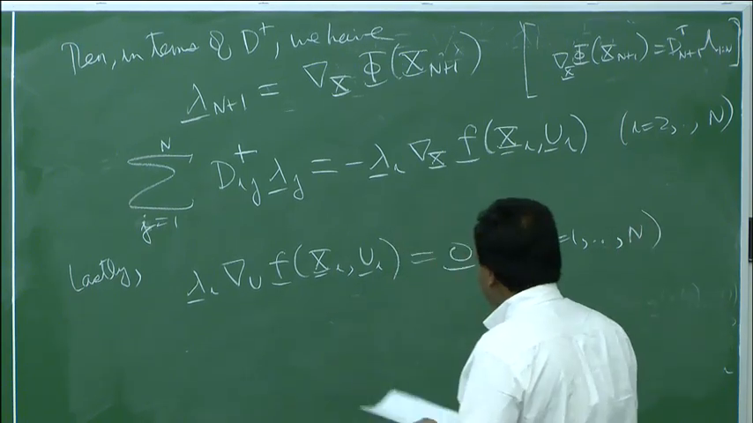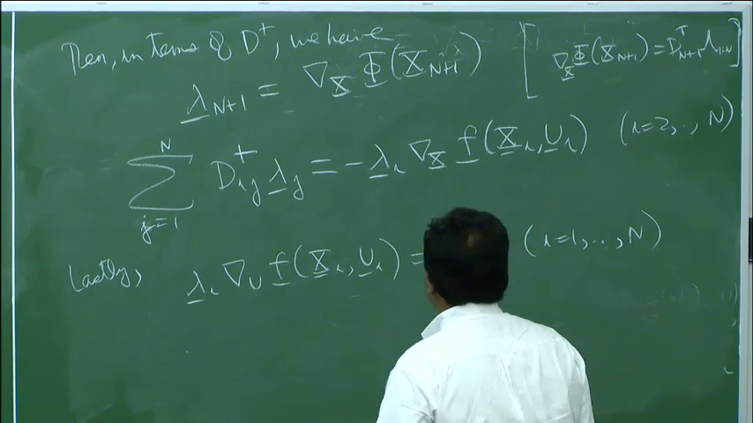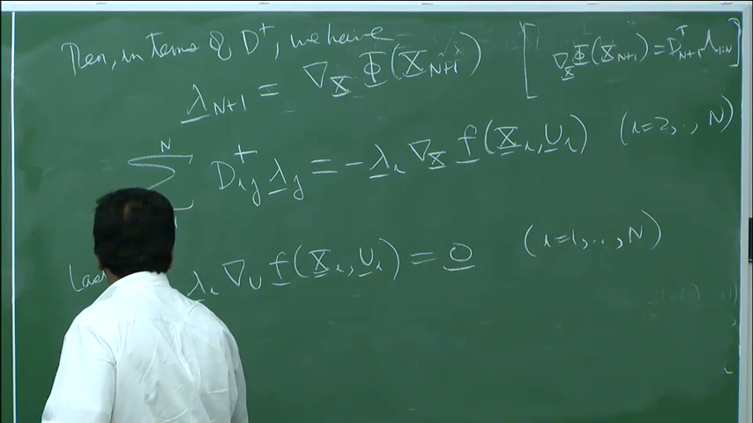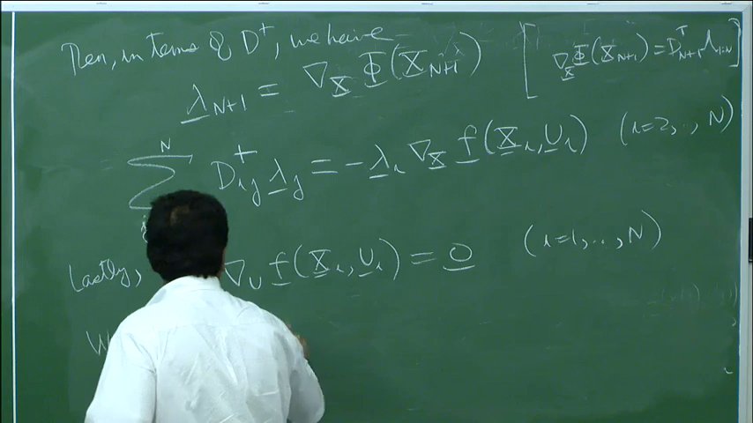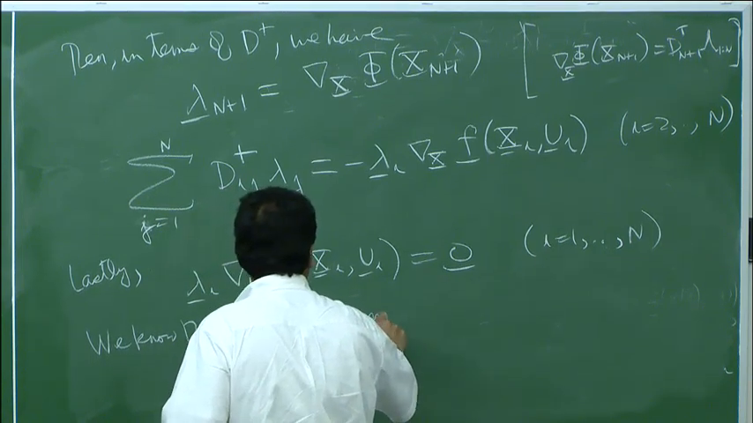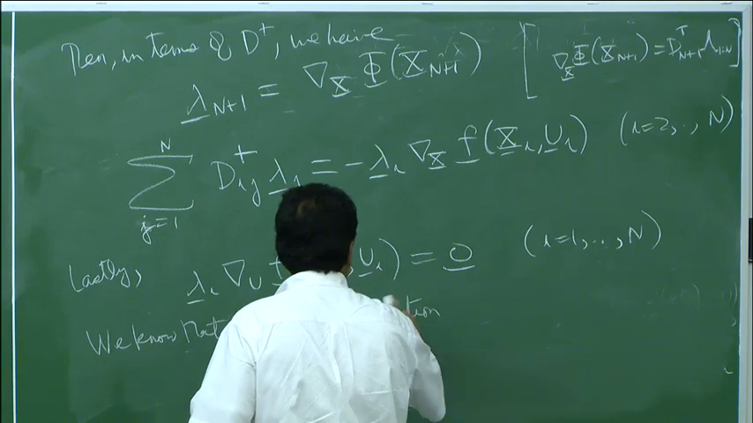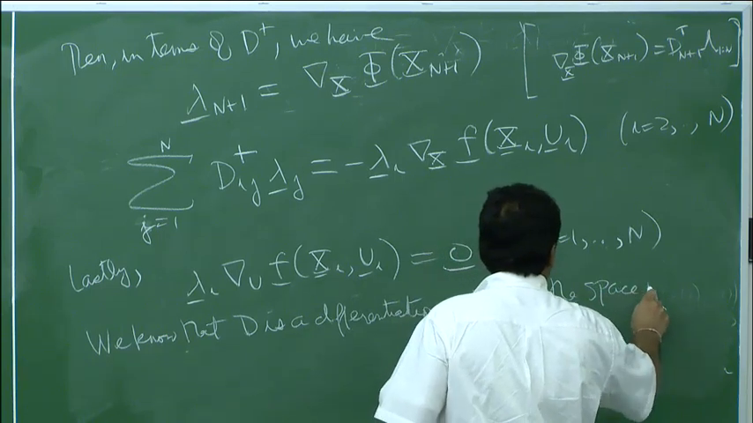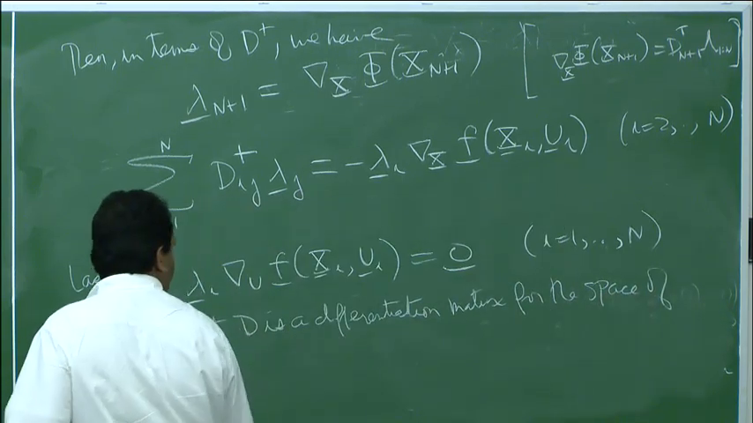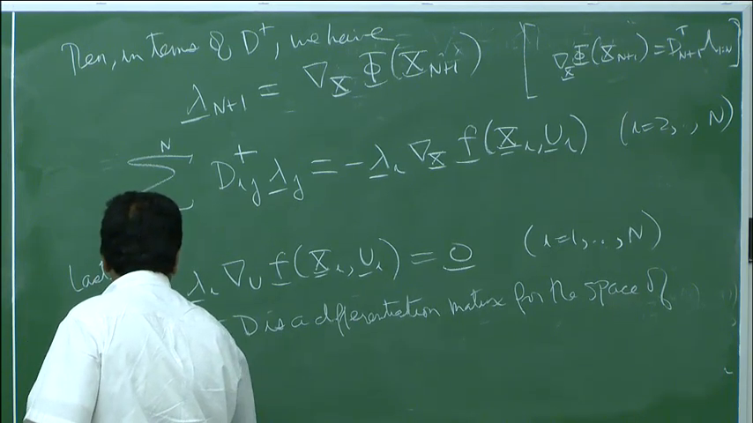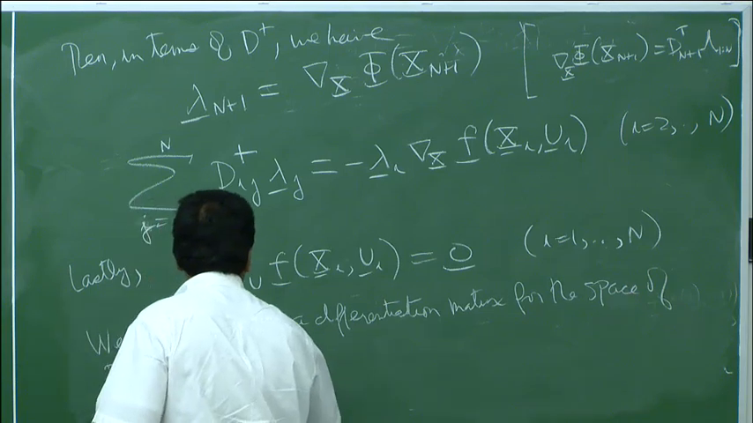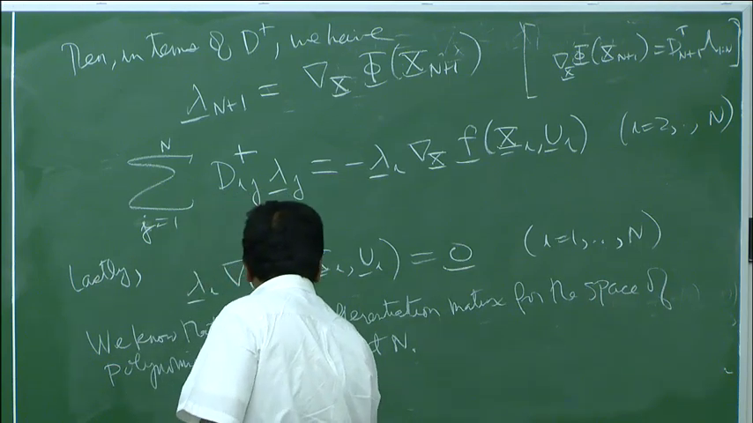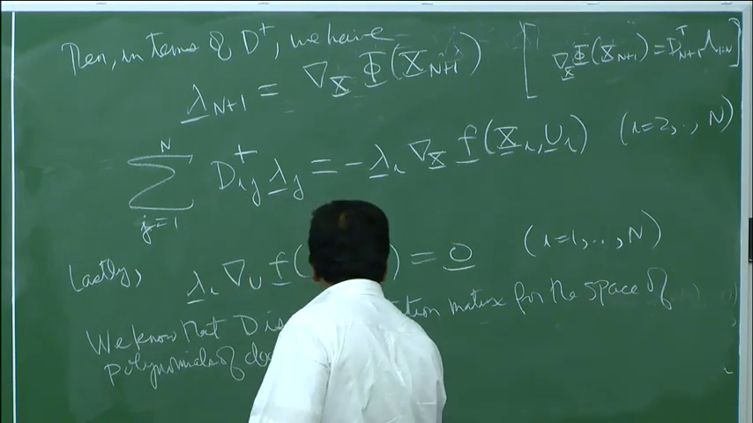Now, you can see that the way in which this can be broken down is as follows. We know that D is a differentiation matrix for the space of polynomials of degree at most n. So this means that if I apply D to 1, I should get 0.